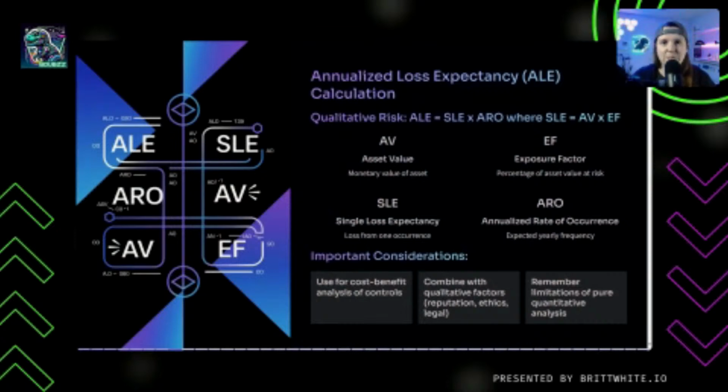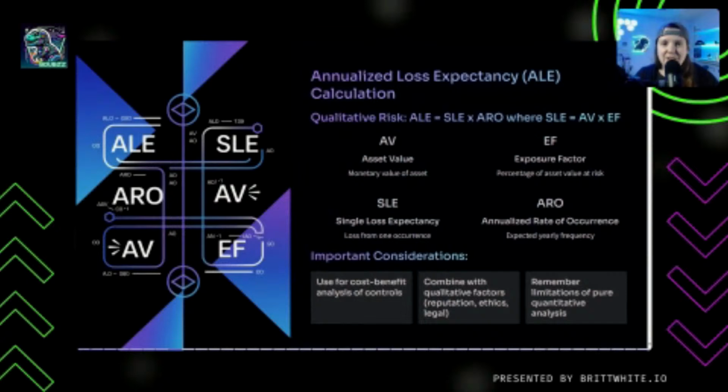While the ALE provides a useful quantitative metric, real-world risk decisions often involve incorporating qualitative factors that are hard to monetize, such as reputational impact, ethical considerations, and legal ramifications. Also remember, a very expensive control might be justified even if the ALE is lower, if the risk is to human life or critical infrastructure and not just financial loss.